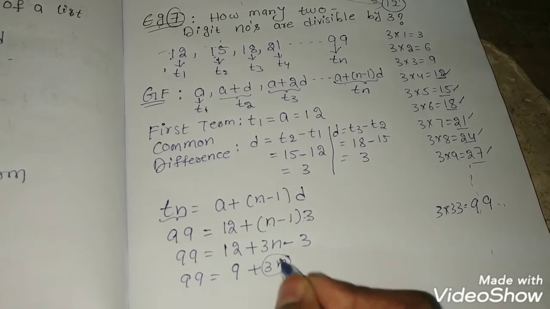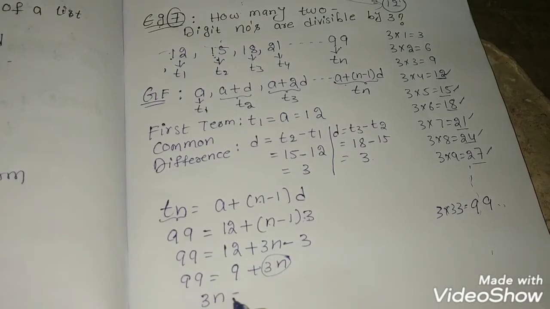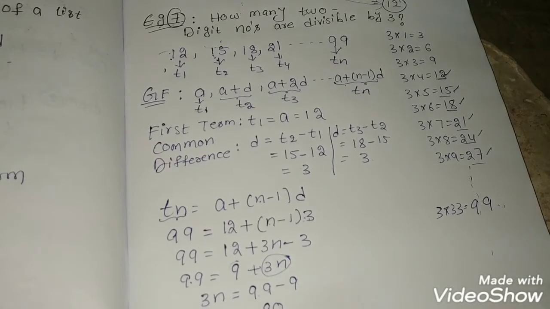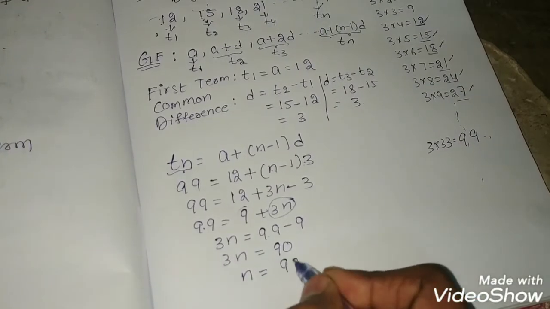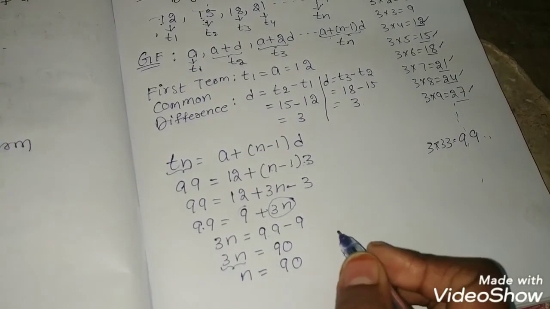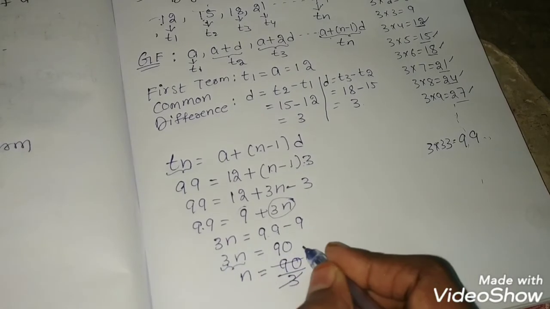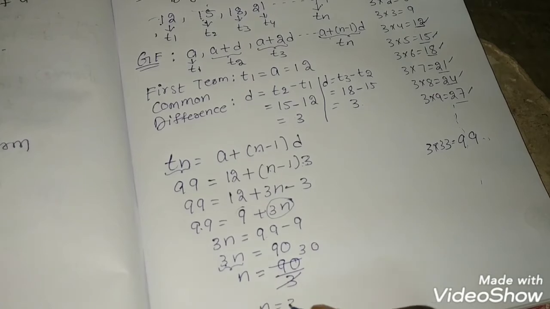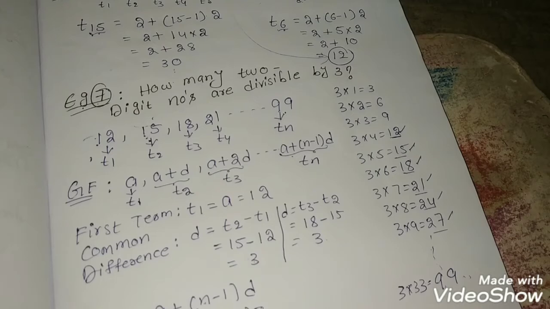So we need to take it away. 3n is equal to 99, and plus 9 will become minus 9. 3n is equal to 99 minus 9. What will we get? 90. So n is equal to what? n is equal to 90, and this 3 will come to the right side, then it will perform as division, that is by 3. 3 threes are 9, we get 0, so n is equal to 30. So how many terms do we have? 30 terms we have.